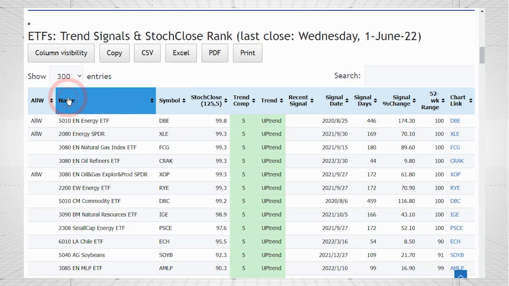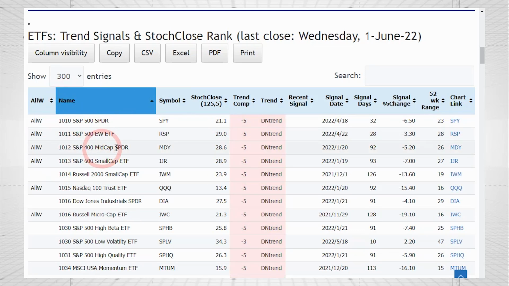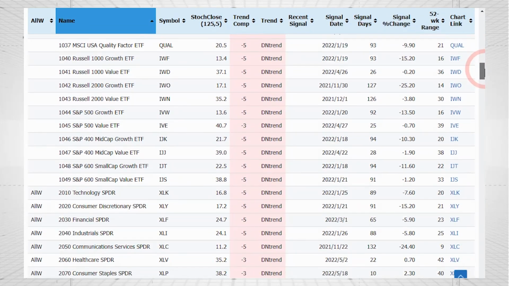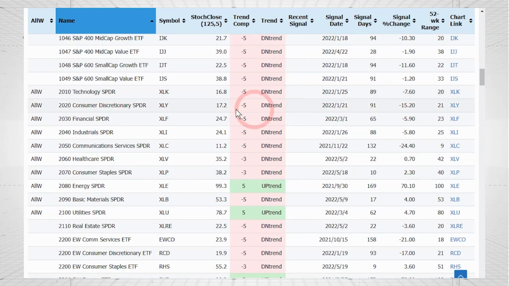If I sort by the name here, you can see a top-down sort. And that's what I want to show you: the sectors are going to be down here. So here we have the sectors, and you can see they're all in downtrends except energy and utilities. All right, that is clearly not a bull market configuration right now.